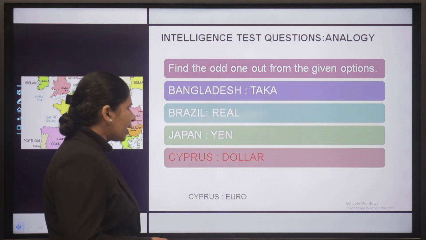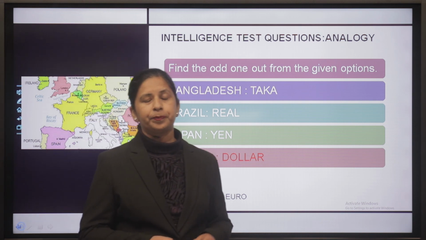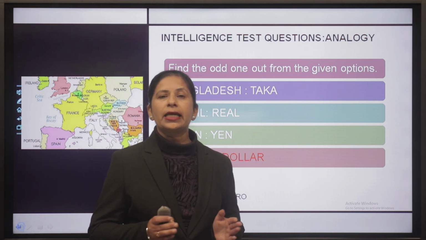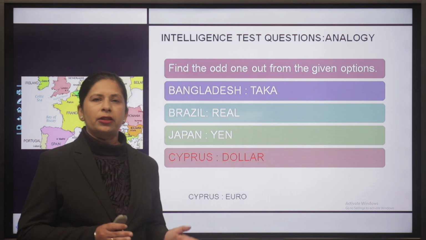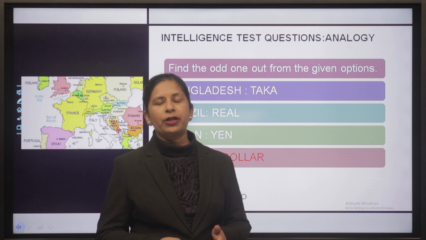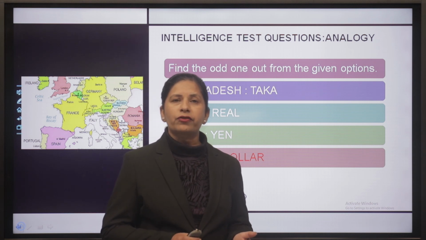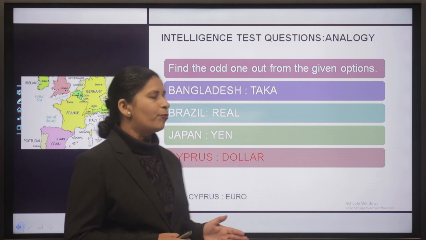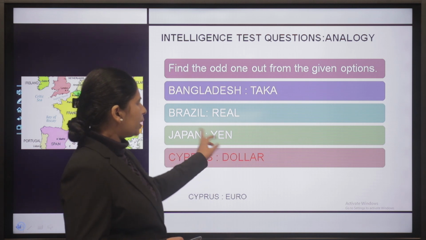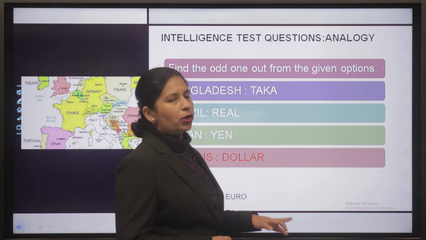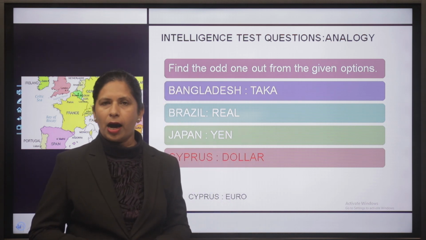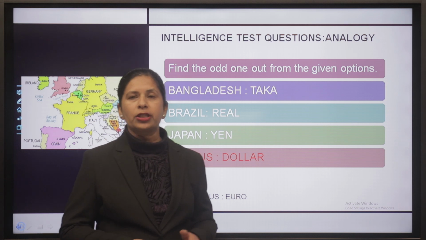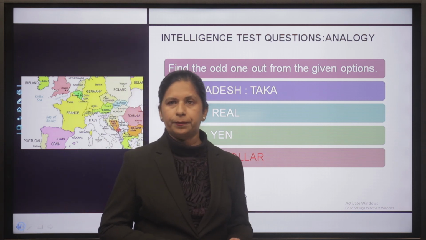So when we carefully analyze all these, we find that one of the currencies is a mismatch. Okay, the currency of Japan is yen, the currency of Bangladesh is taka, but when we talk about Cyprus, the currency of Cyprus is the euro, but here they have mentioned it as dollar. So it is a mismatch. It is not following the analogy that is there in these three options. So that will be our answer. So you get these kinds of questions that are based on analogy. Let's practice a few more questions.